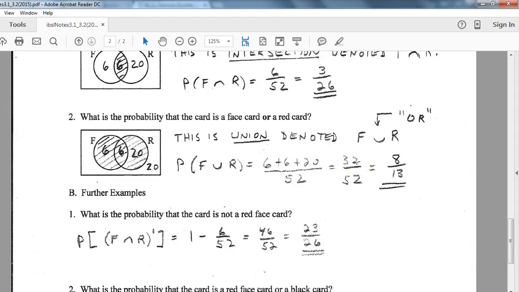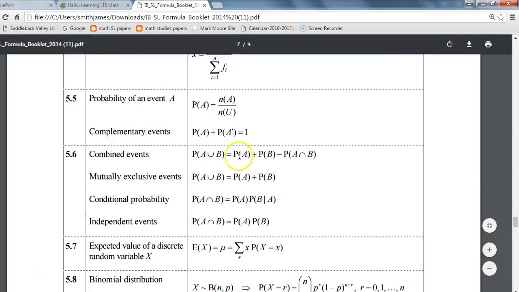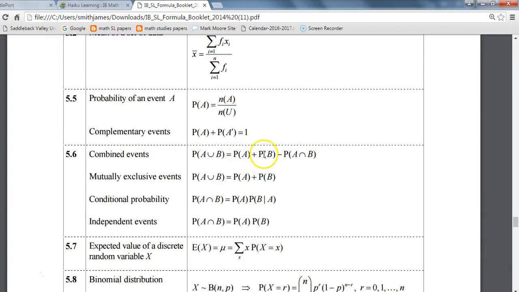Here's the way you could have done this with a formula that is in your formula packet. So if you look at the formula packet for a minute, look at this one right here. Remember, this is your "or" symbol. So if we said, what's the probability of a face or a red card? If I add those two together, notice there's an extra piece on this, and I'll talk about that in a minute. This would be the probability of a face card, which is 12 out of 52, plus the probability of a red, which is 26 out of 52, minus whatever they have in common, or minus the probability that it is both face and red. And there are 6 of those.